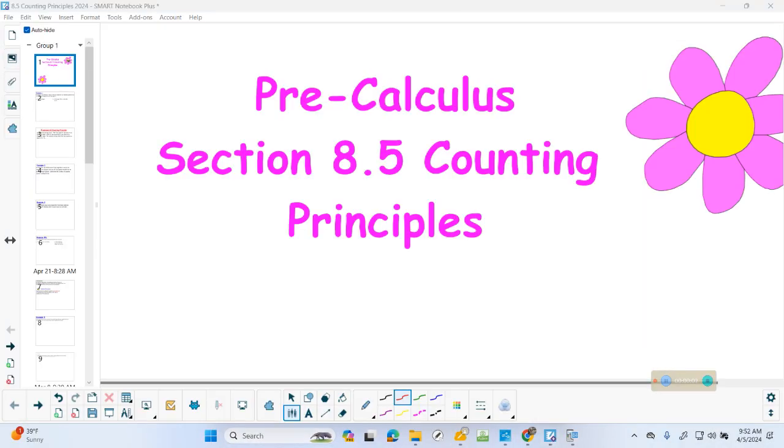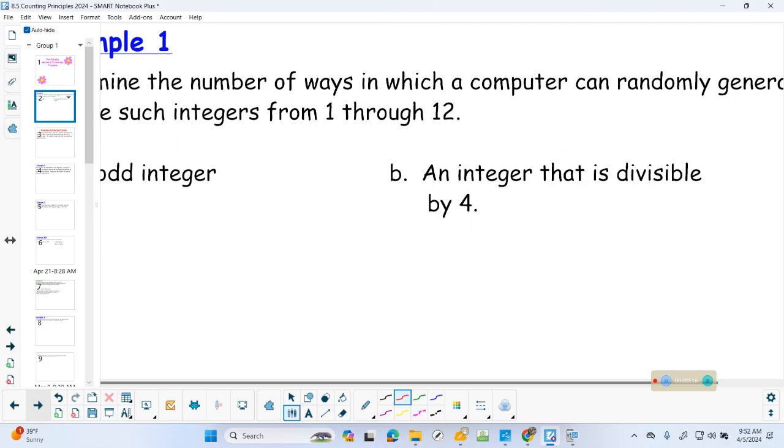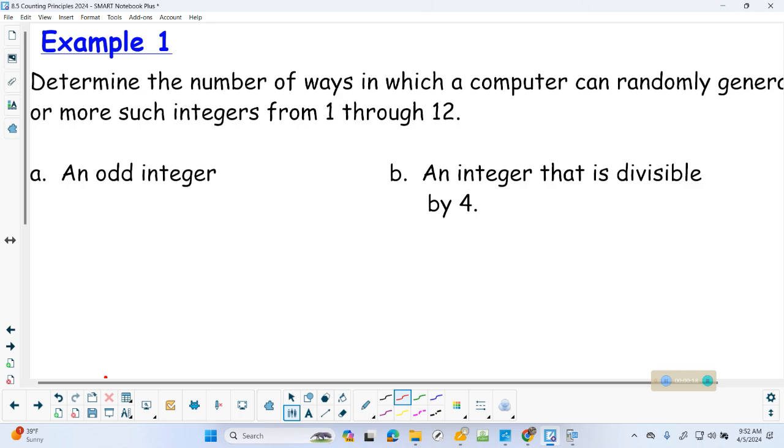Okay, so we're going to talk about counting principles today. Like I said, combinations, permutations. It's very simple. It's very wordy though, so just to warn you about that, just for the record. We're going to do 8-6 on Monday, and that's going to be our last section of Chapter 8. So, determine the number of ways in which a computer can randomly generate one or more such integers.